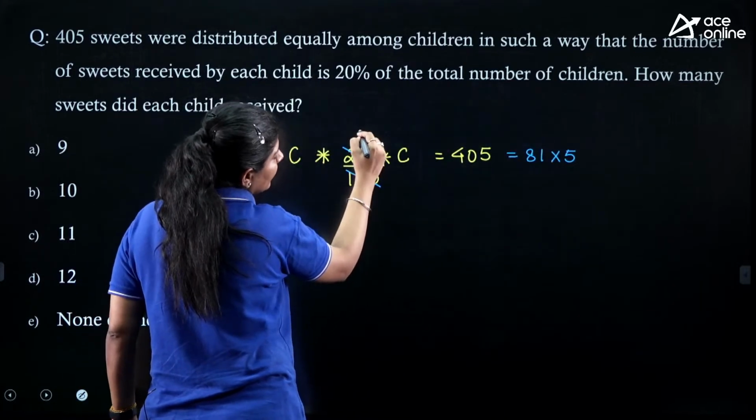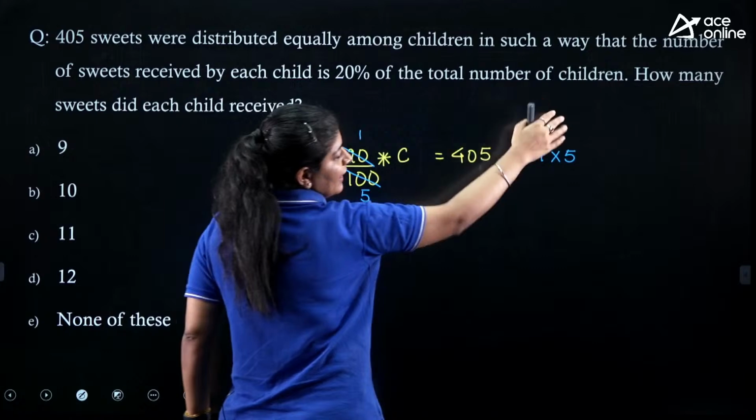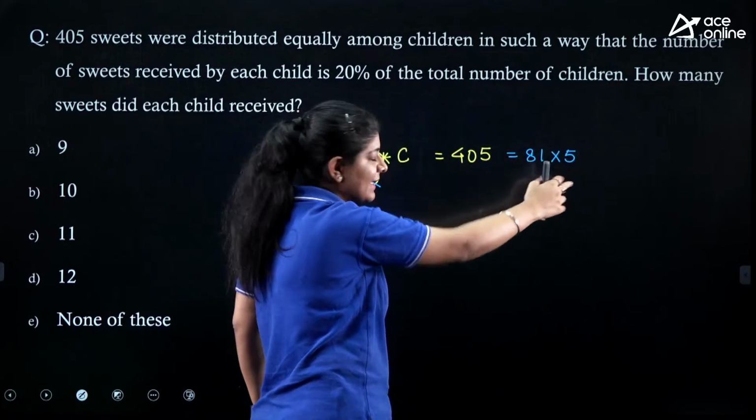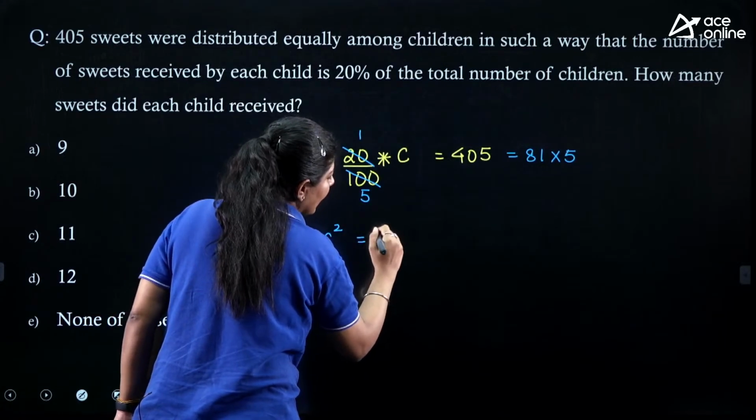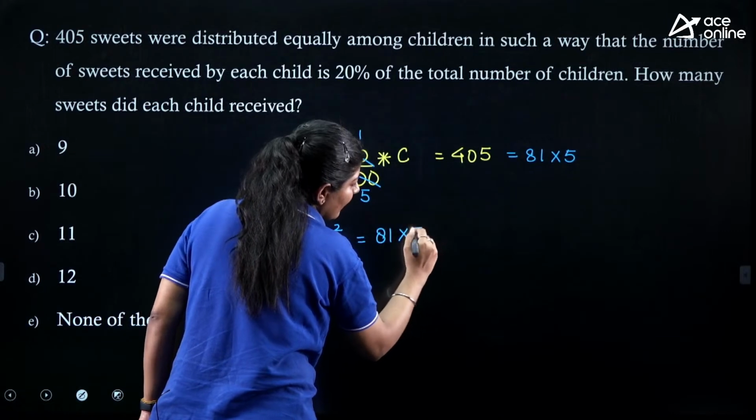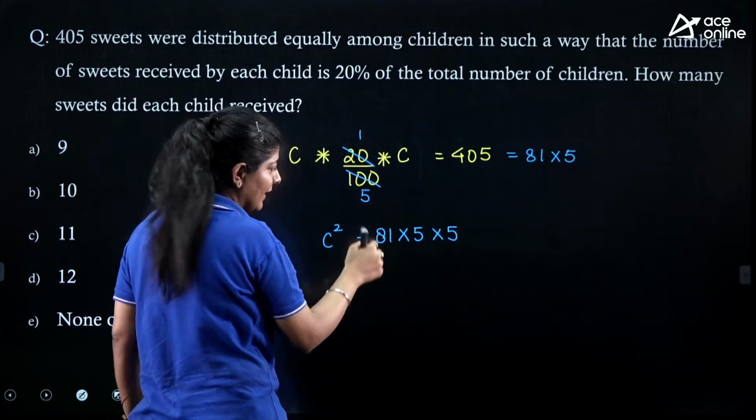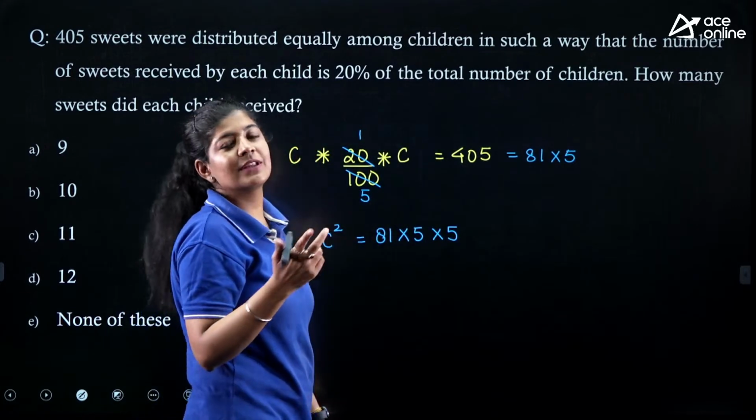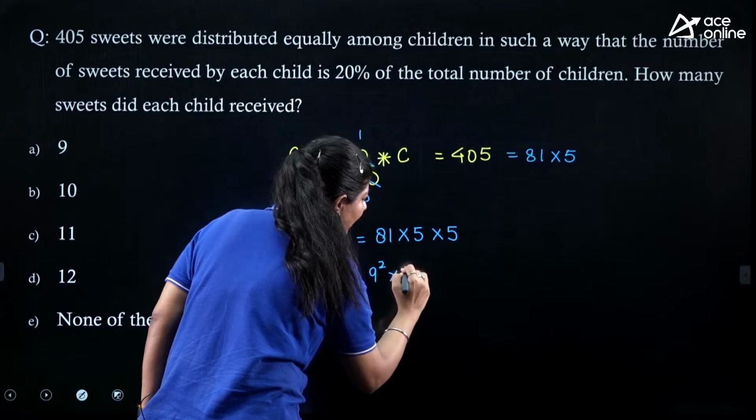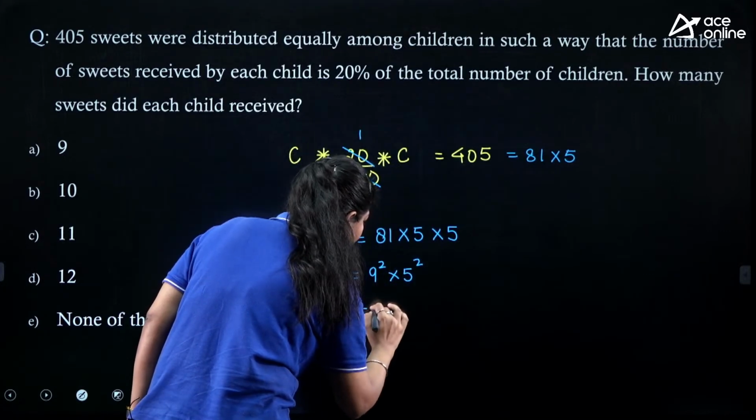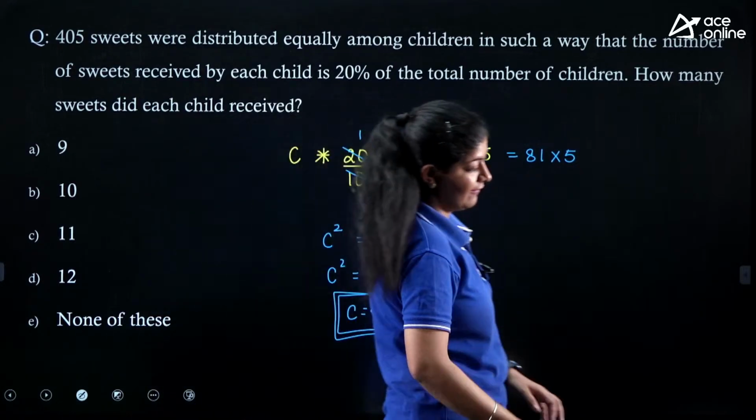If I eliminate this, I get 1 by 5 here, and I transfer this 1 by 5 to the other side, where it becomes multiplication. Ultimately we get C cubed, which is nothing but 81 multiplied by 5, multiplied by 5. Now you know that 81 is the square of 9, so we can write C square is 9 square into 5 square. So the value of C that we get here is 45. So the number of children is 45, right?